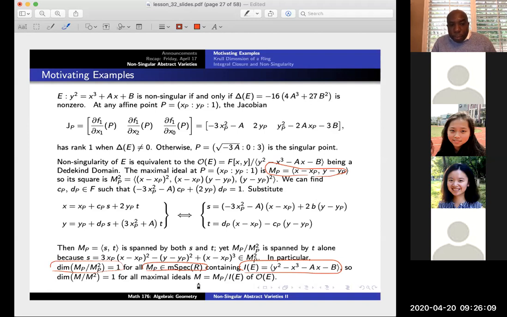If I now use the lattice isomorphism theorem, I know what every maximal ideal of the coordinate ring looks like. R was the polynomial ring, but OE is the coordinate ring. So now I have to take a look at the quotient by this prime ideal. Every maximal ideal in the coordinate ring is of the form MP mod I, and we just showed that each one of those has to have dimension 1 as well. So we see that the dimension of m mod m squared is 1 for all maximal ideals m of the coordinate ring. And of course, that's exactly what we said before of what it means to be a Dedekind domain.